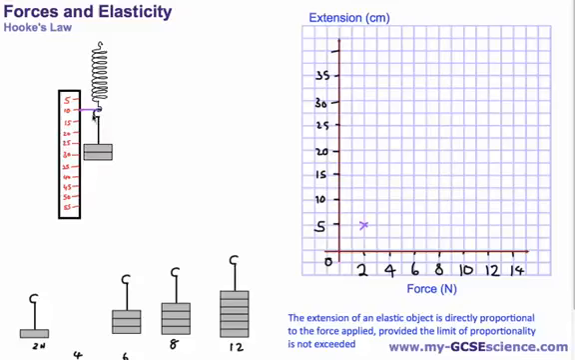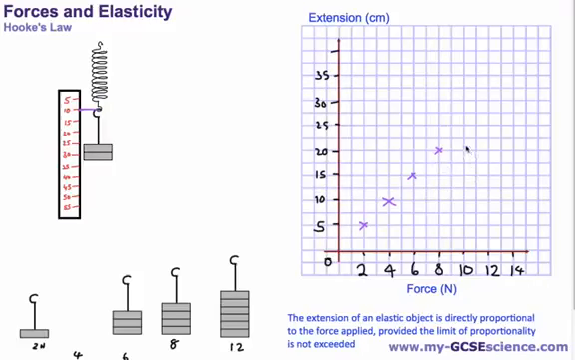The extension is now 10 centimeters, so it's extended or stretched by 10 centimeters. So I can put that on my graph. 4 goes up to 10, and I can go through my forces, putting those on, and I'll get a graph that looks a little bit like this. So as we go up, the amount of stretch, the extension, is directly proportional to the force added.